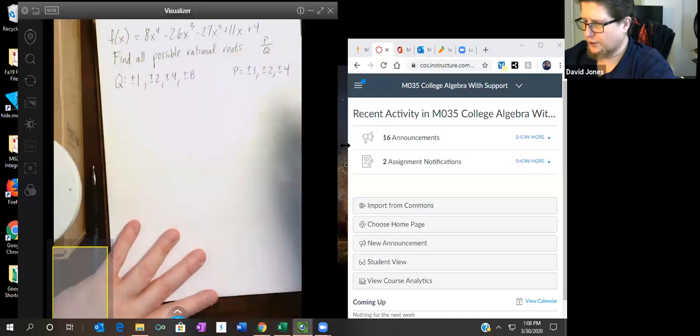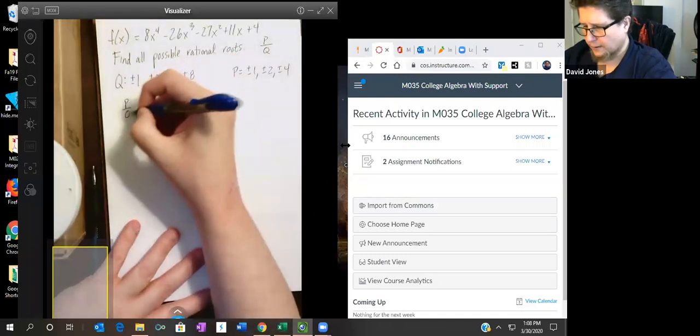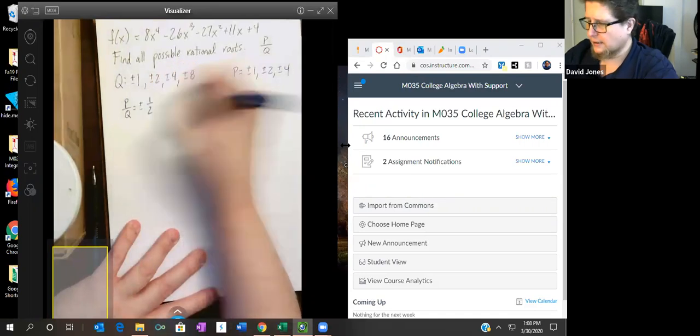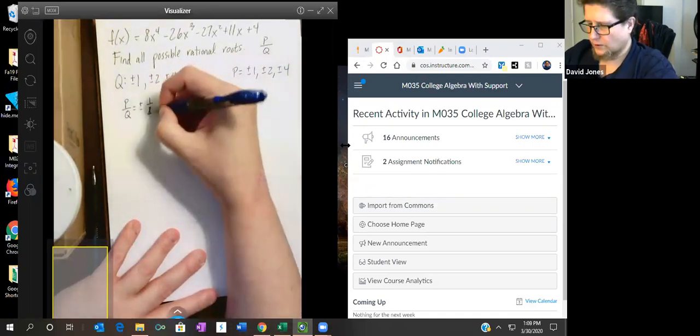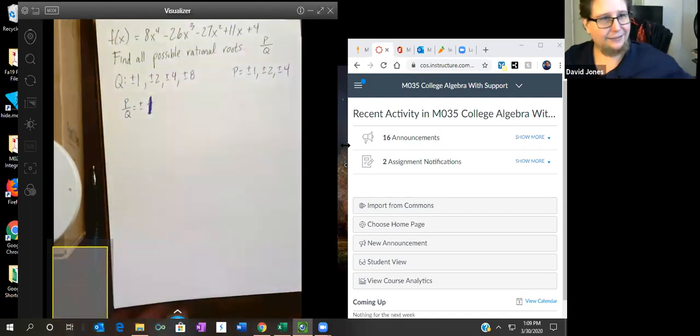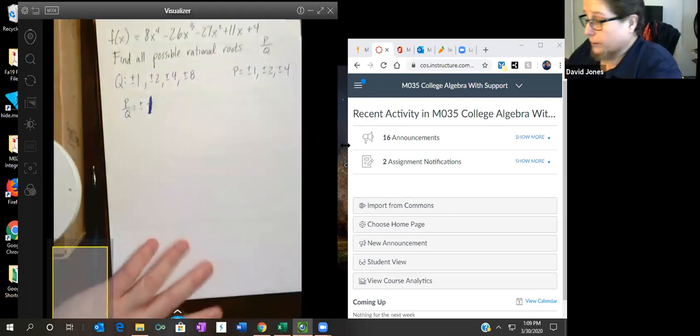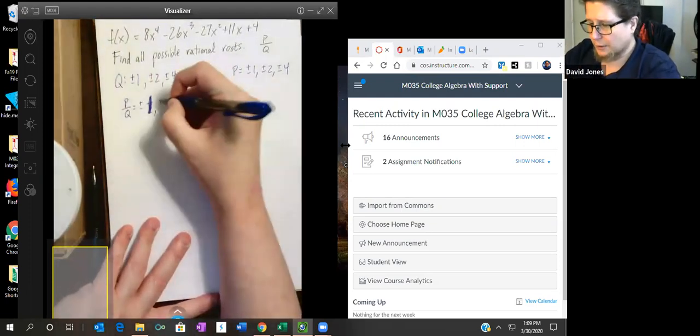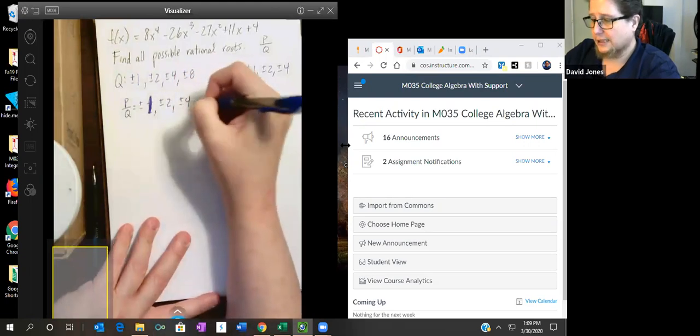So P over Q, 1 over 1, which is 1. I feel silly saying 1 over. I think I even left 1 over 1 on another page. No, I didn't. Good. That's a scrub move. Plus or minus 1. So all the P's are on the list. Plus or minus 2, plus or minus 4.